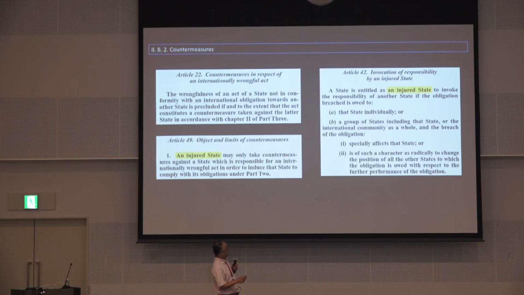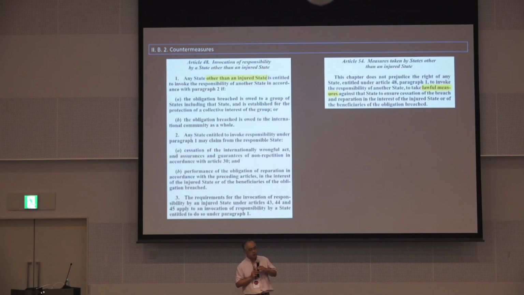Who is the injured state or the victim state? Of course, if the state is injured individually, or if the unlawful act is addressed to a group of states and you are specially affected, you are a victim state. Fine, general. But if you are not a victim state, what can you do? The ARSIWA contains a long article, 48, on what a non-injured state can do. But there, you find no countermeasure. In the list, you find no countermeasure. So you cannot take countermeasures in light of Article 48. But Article 54 has an interesting provision.